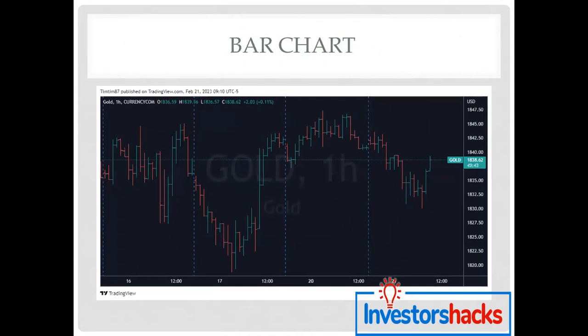So basically, this is how a bar chart looks. You can see there are various bars. The blue or green bars represent bullish bars, and the red ones represent bearish bars. The horizontal line on the left shows the opening price, and the horizontal line on the right shows the closing price. The vertical line's upper part is the high price, and the lower part is the low price.